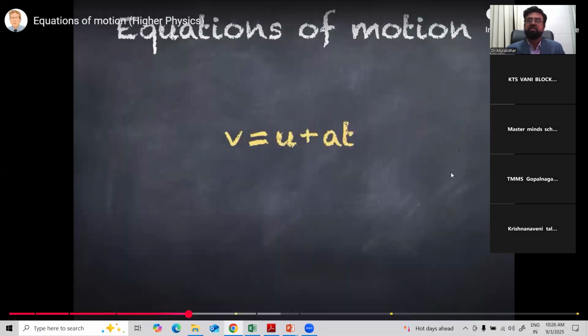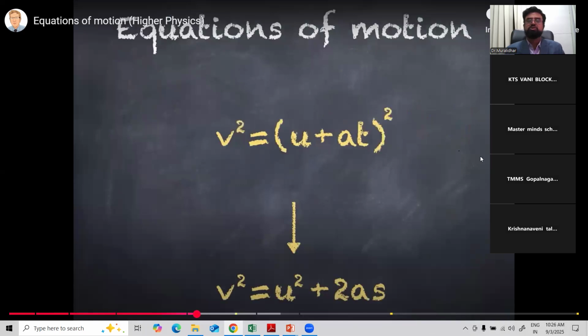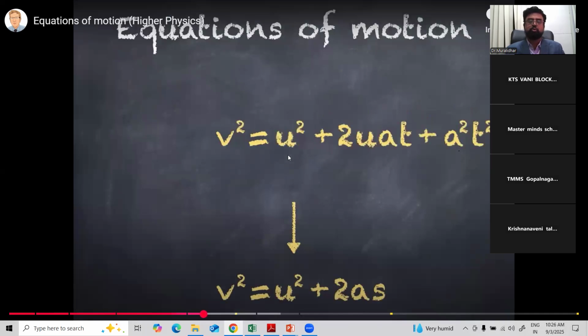For the third derivation, we start with the first equation and end with this: v squared equals u squared plus 2as. We start by squaring both sides, which gives us this. We then want to multiply out the brackets. There's more than one way of doing this, but we should end up with v squared equals u squared plus 2uat plus a squared t squared. Obviously, you want to try this yourself.